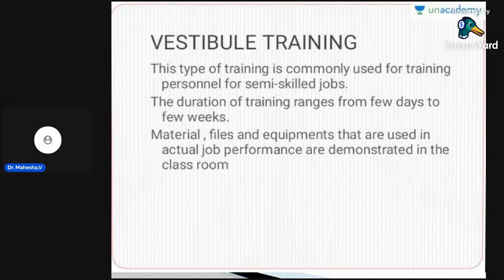In the case of vestibule training, they show the materials normally used in day-to-day operations by the employees, the files they deal with regularly, and the equipment they use to manufacture the product, all commonly used in actual job performance, demonstrated in the classroom. That will be demonstrated in an artificial simulated environment, in order to bring them practical knowledge or practical insight.